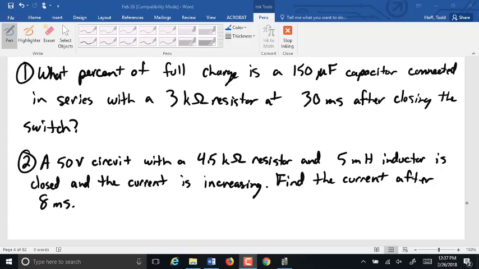Now for number one there, what percent of full charge is a 150 microfarad capacitor connected in series with a 3 kilo ohm resistor at 30 milliseconds after closing the switch? Now you notice I didn't give you a voltage, did I? Voltage doesn't matter, does it? Because remember, it's the time constant that matters. The percentage of charge that builds in a given period of time is the same regardless of what the voltage is. It depends on the capacitance and the resistance.